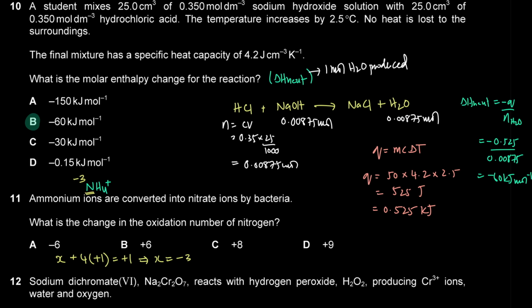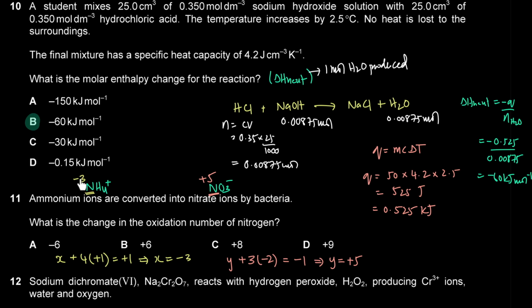And then the nitrate ion is NO3-. Let's say that the oxidation number of nitrogen over here is Y. We have 3 oxygens, each of which is -2. And then the overall oxidation number for the nitrate ion is just the charge on the nitrate ion, that's -1. So that gives us the oxidation number of nitrogen as +5. So the oxidation number of nitrogen in the nitrate ion is +5.